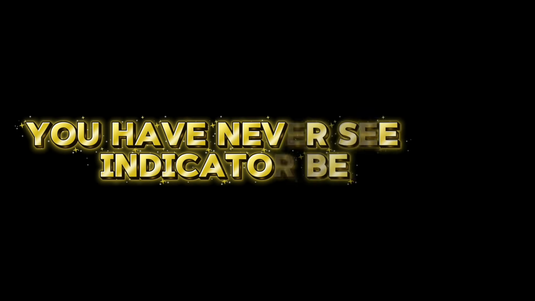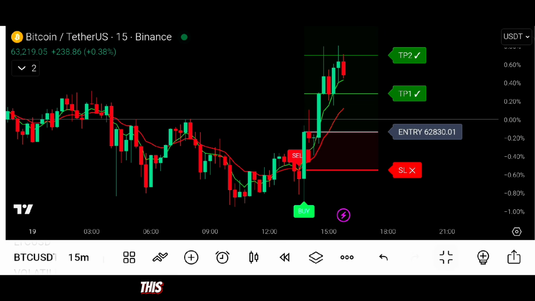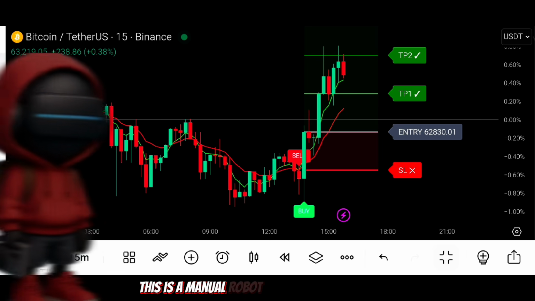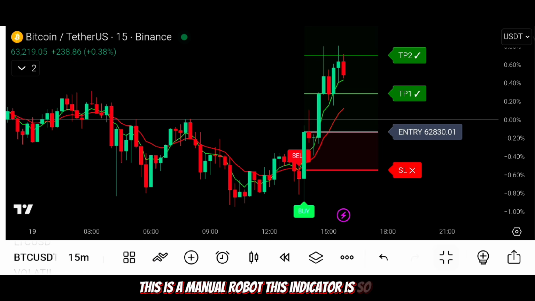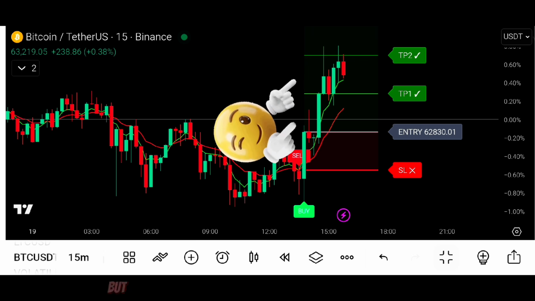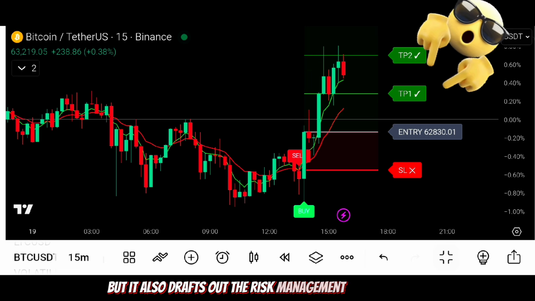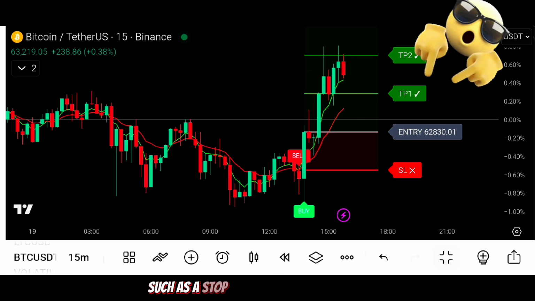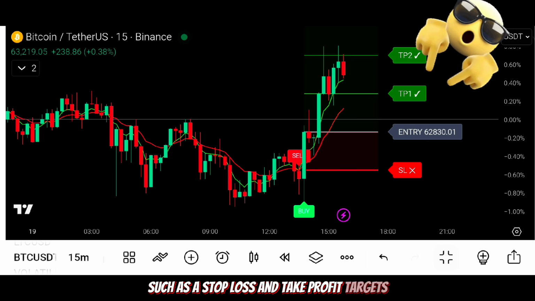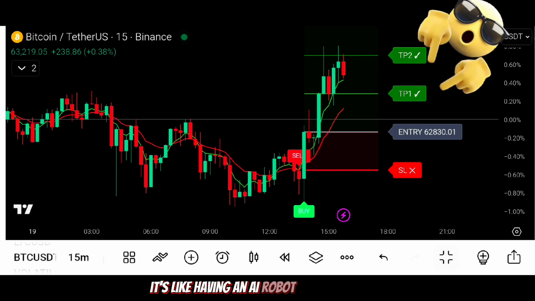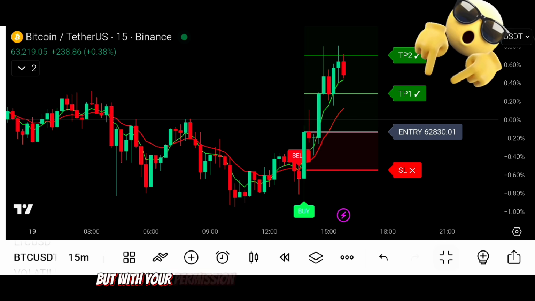You have never seen this indicator before. This is not just another TradingView indicator. This is a manual robot. This indicator is so real that it not only predicts the direction of the market for you, but it also drafts out the risk management guides for you, such as a stop loss and take profit targets. It's like having an AI robot trading for you, but with your permission.